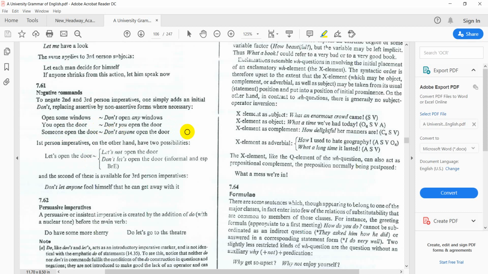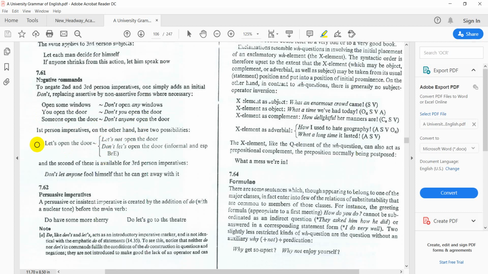"You open the door." "Don't you open the door." Maybe I request someone else: "Someone open the door." "Don't anyone open the door." I replaced "someone" by "anyone." Clear?